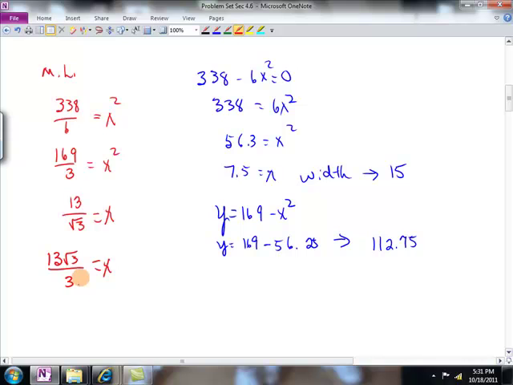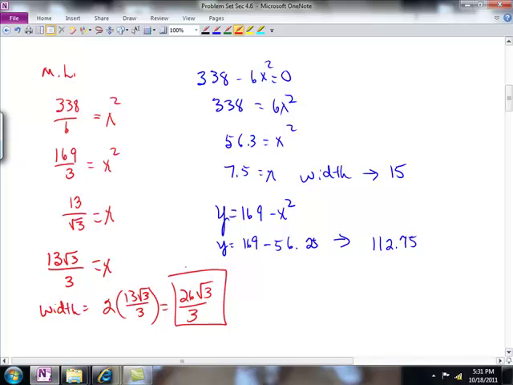And so the width is 2 of those. 2 times that equals 26 square roots of 3 over 3. So that would be the width. And then y equals 169 minus 169 over 3, because that was x squared. And so then you would get a common denominator, and you'd have 507 minus 169 over 3, which is 338 over 8.